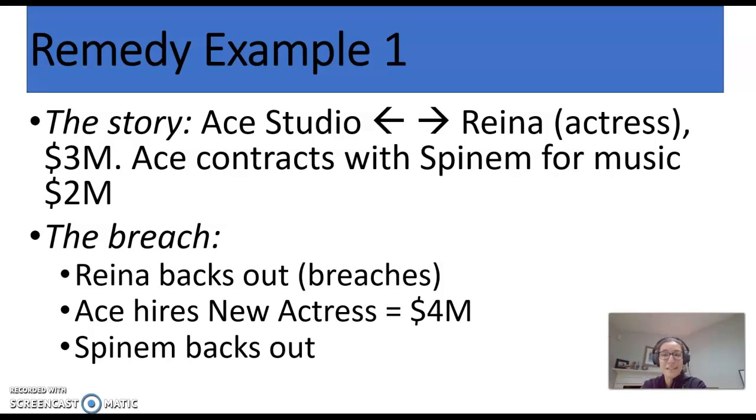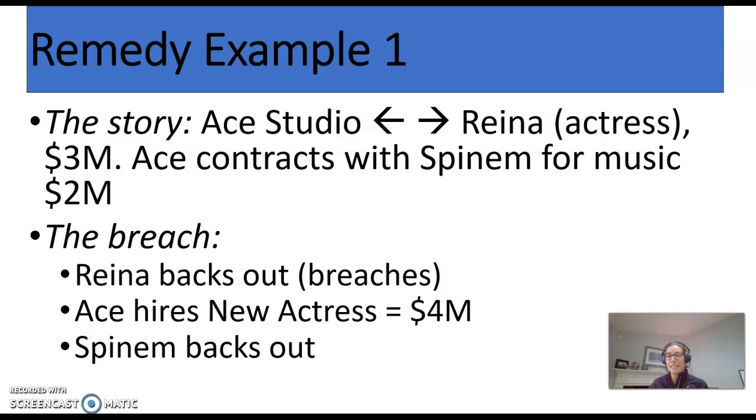But what happens in the meantime? Let's imagine two other events happen as a result of this breach. Number one, Ace now has to hire a new actress, and it's going to cost them $4 million for the new actress. And then guess what else happened? Spinham says, we don't want to do this movie anymore. We only wanted to be part of the movie if Raina was in it. And now Spinham breaks their contract also. Ace is in a world of trouble.